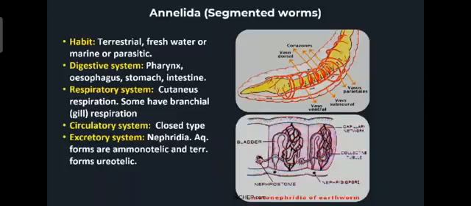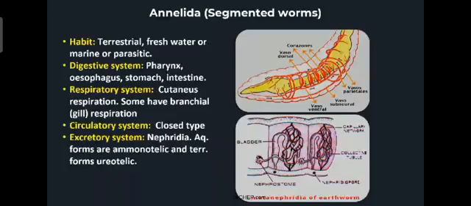Then the digestive system. The digestive system is complete type of digestive system with the presence of mouth and anus. And well developed digestive system you can see here with the pharynx, esophagus, stomach and intestine. In this first diagram you can see at the tip the mouth is present, then the esophagus, intestine, all that yellow color long, that is the digestive system. So it is complete type of digestive system.